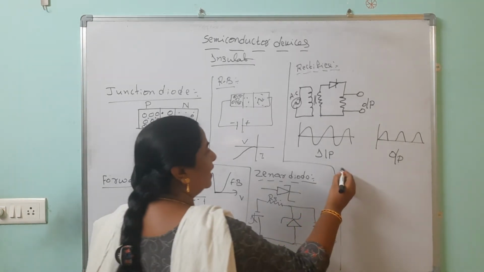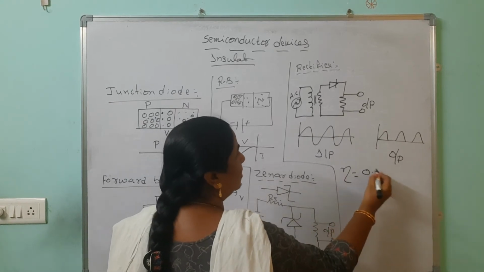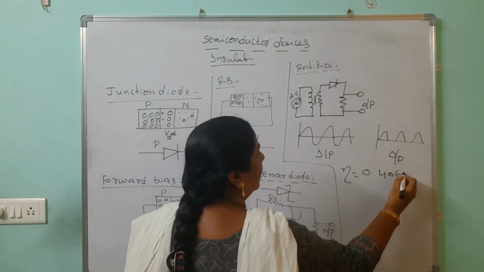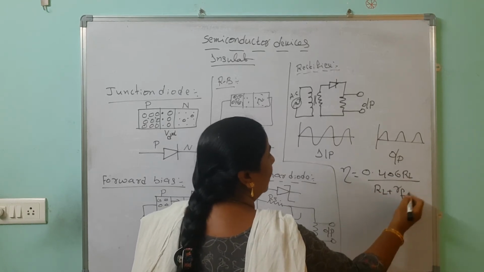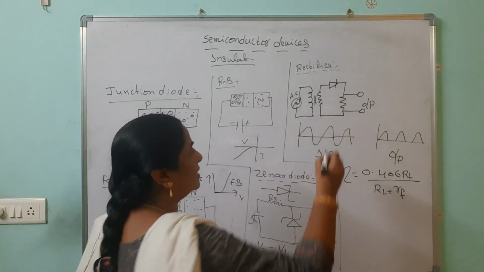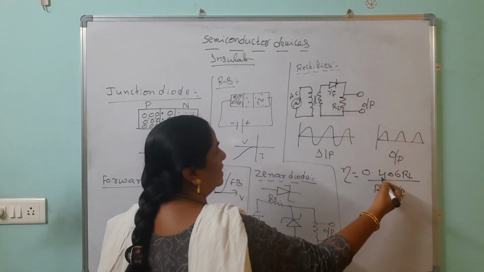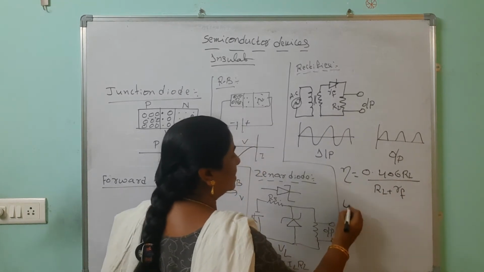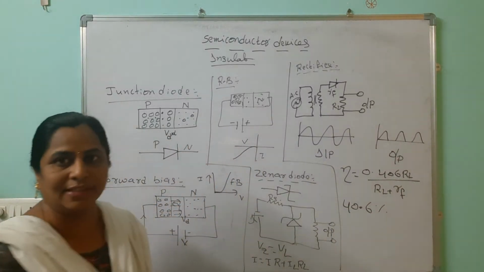And you remember that the efficiency of the half wave rectifier is eta equals 0.406 RL by RL plus RF. RL is the load resistance and RF is the forward resistance, you can take it. And 0.406 means this efficiency is in terms of percentage, 40.6%, you can take it.